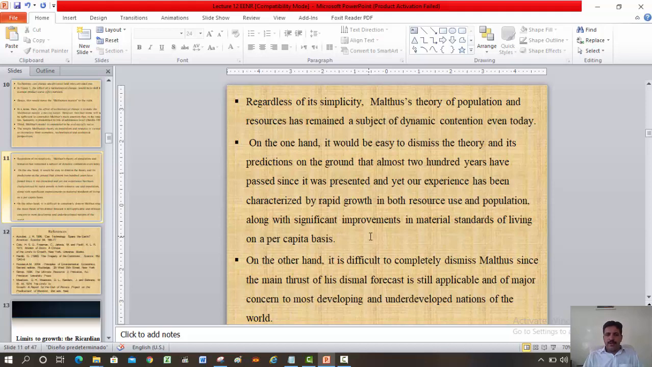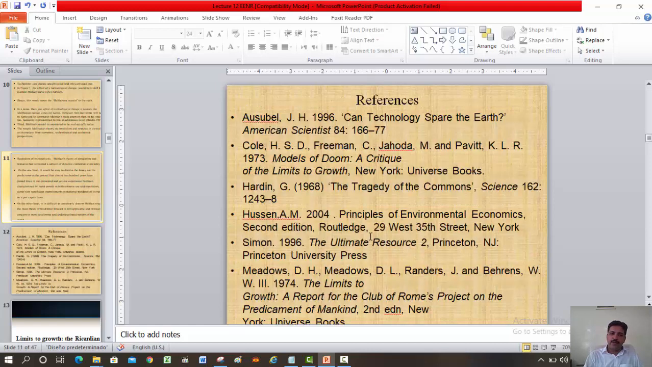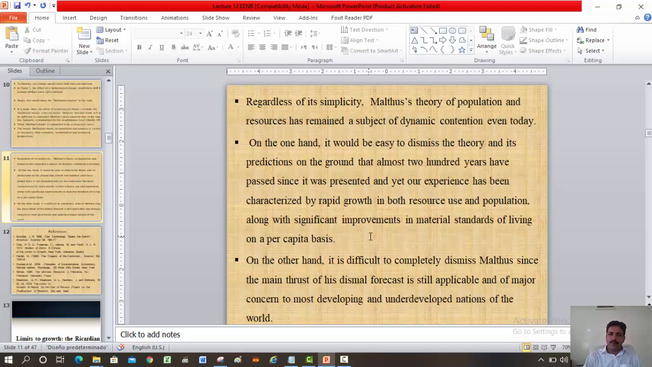On the other hand, it is difficult to completely dismiss Malthus, since the main thrust of the dismal forecast is still applicable and of major concern to most of the developing and undeveloped nations of the world.